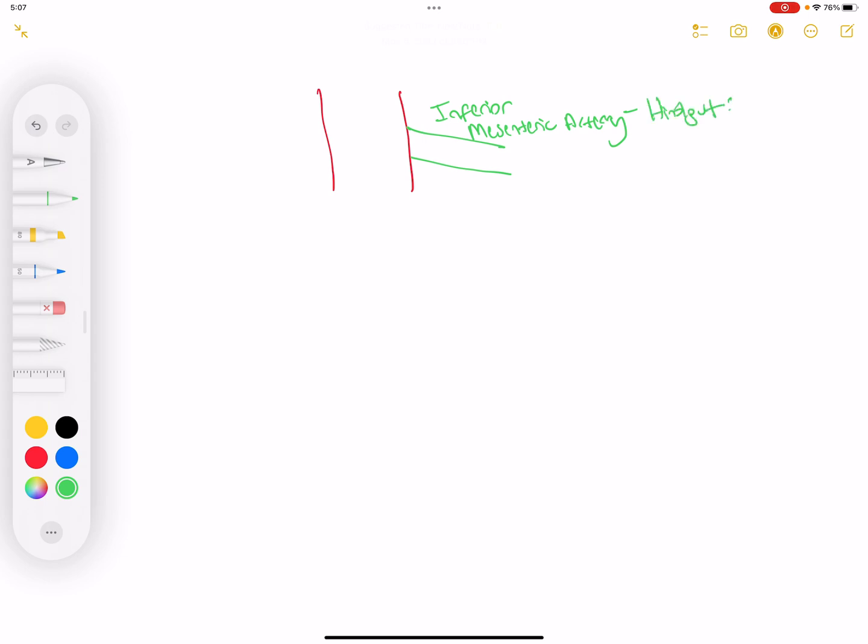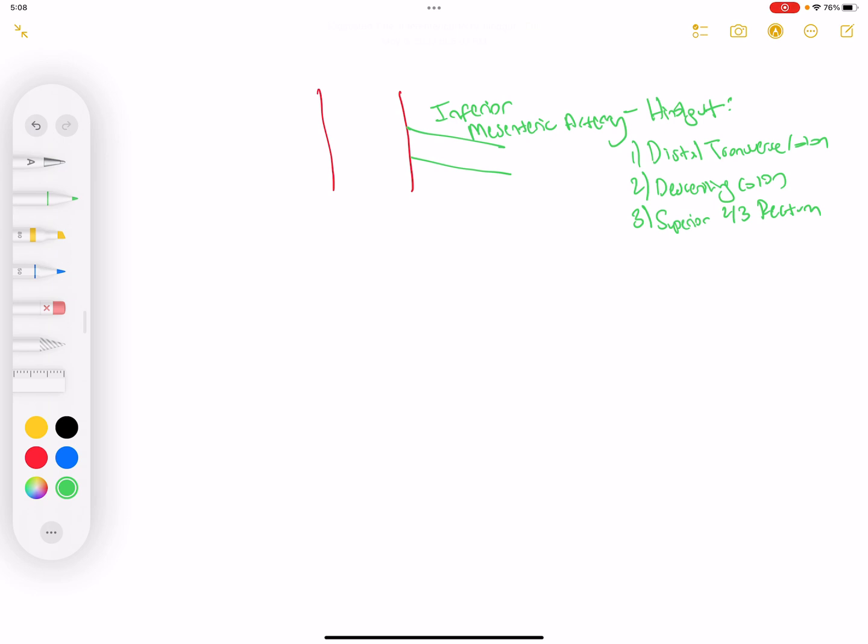Okay, and the hindgut is going to include the distal transverse colon. It is going to include the descending colon. It is also going to contain the superior 2/3 of the rectum.